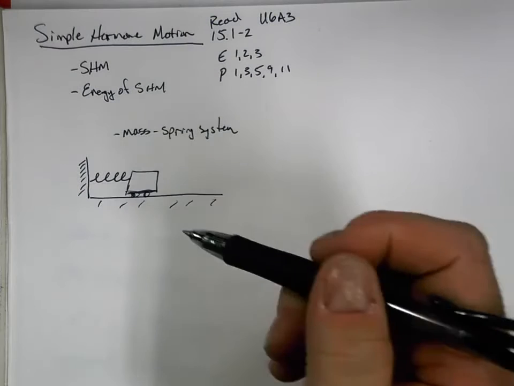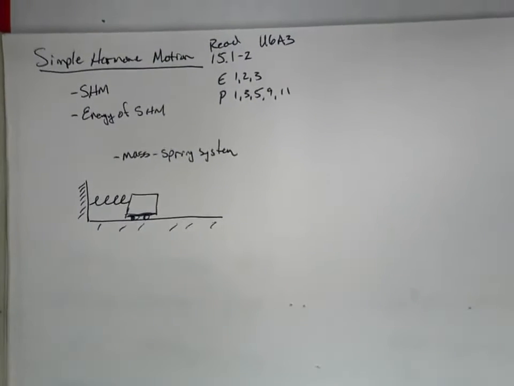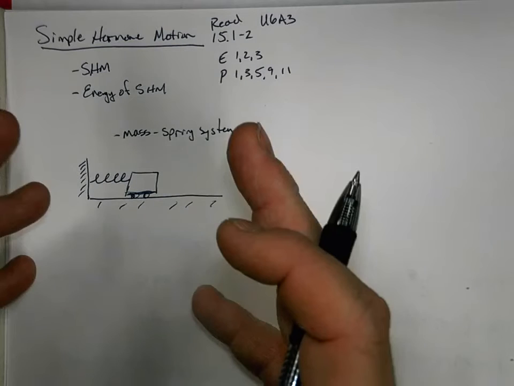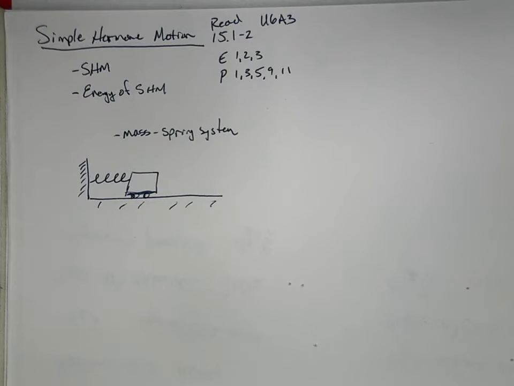And this crate has a, everything is at rest here. This is a spring, an ideal spring. You can compress an ideal spring and stretch an ideal spring in either direction. If you compress a spring, you will get a force that is pushing against the direction of compression. Okay, and if you stretch a spring, you'll get a force that is opposite the direction of extension.